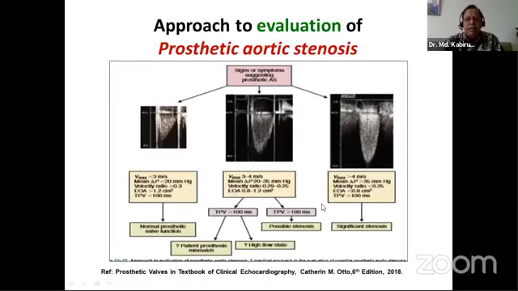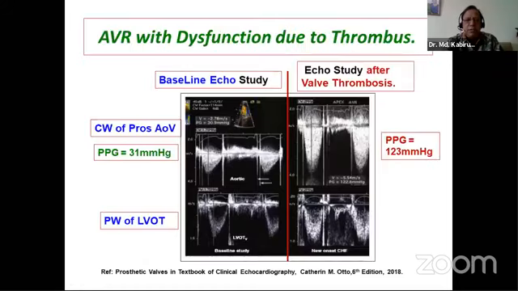So this is the algorithm for how to evaluate prosthetic aortic valve dysfunction. I will not go into details, as I have discussed it already. This is one example of an aortic valve prosthesis with dysfunction. This is the baseline study of the patient, taken within 4 weeks after valve implantation. And when the patient came with congestive heart failure, the Doppler study was done again.